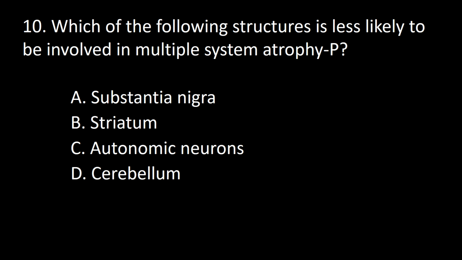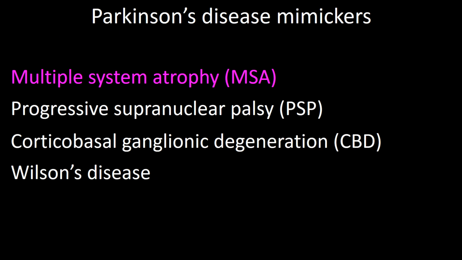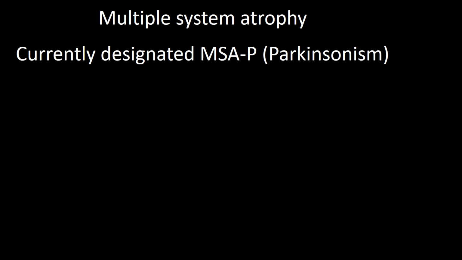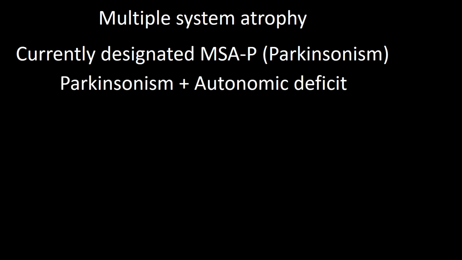Next question, which of the following structures is less likely to be involved in multiple system atrophy? A, substantia nigra. B, striatum. C, autonomic neurons. D, cerebellum. The first condition we will address is multiple system atrophy mimicking Parkinson's. This is defined as MSA-P. The P stands for Parkinsonism. It manifests by a combination of Parkinsonism and autonomic findings, but Parkinsonism features predominate.